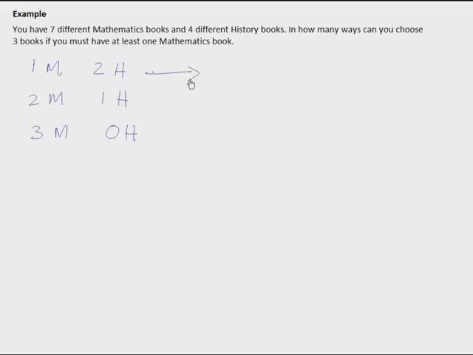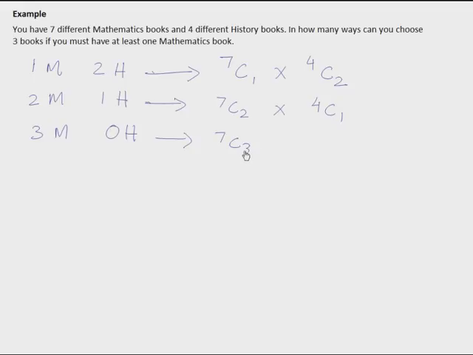1 maths and 2 history would be 7 choose 1 times 4 choose 2. I'm picking the 1 math book out of the 7 math books. I'm picking the 2 history books out of the 4 history books. Since I want a math and 2 history, the multiplication principle bails me out and I multiply the 2 sub-answers. Similarly, if I want 2 math and 1 history, 7 choose 2 times 4 choose 1. And if I want all 3 math, it's just 7 choose 3.